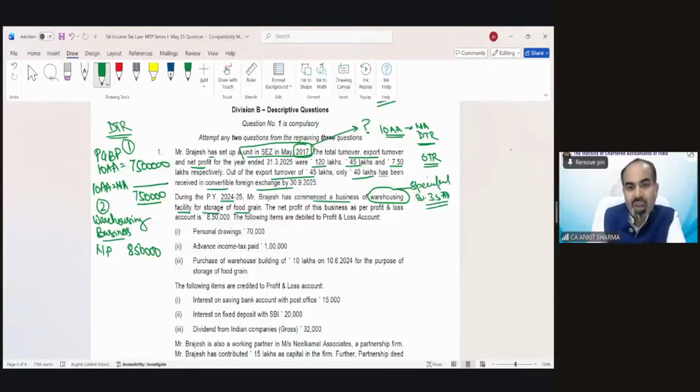Now, the following items are debited to the profit and loss account. So, let's solve it together. The first point is personal drawing.